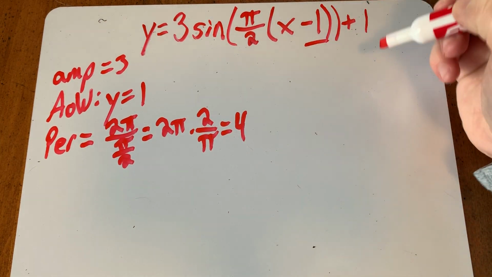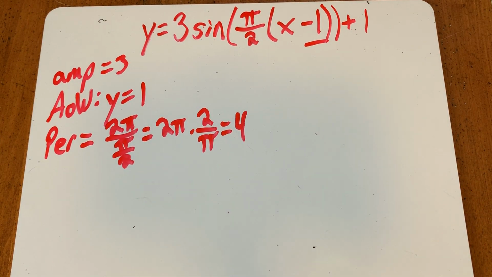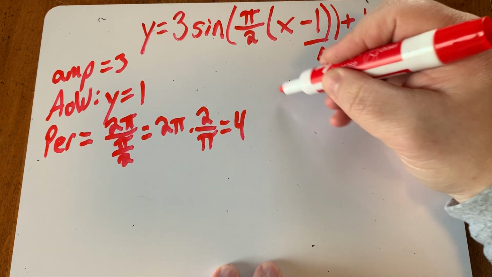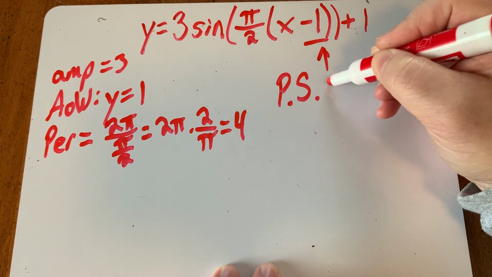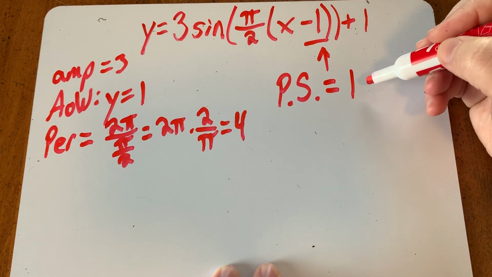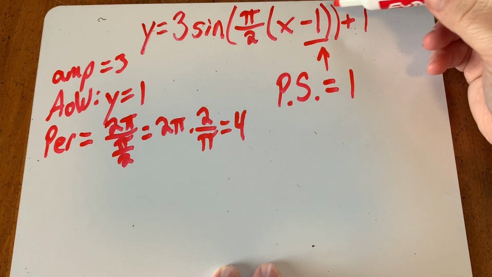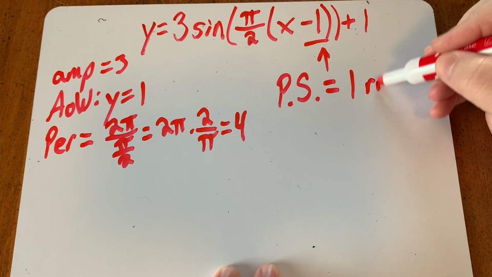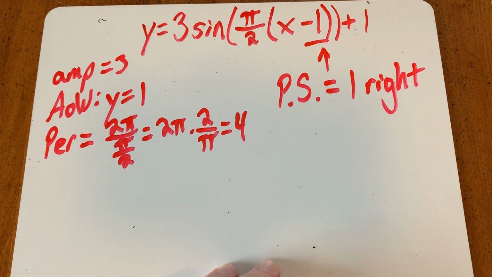And now we have the phase shift. So that's the only thing that's new. So our phase shift is 1, and it's minus, so the 1 is positive, so we're going 1 to the right. So that's what it tells us to do. So those are the 4 pieces we get from the equation for the graph.